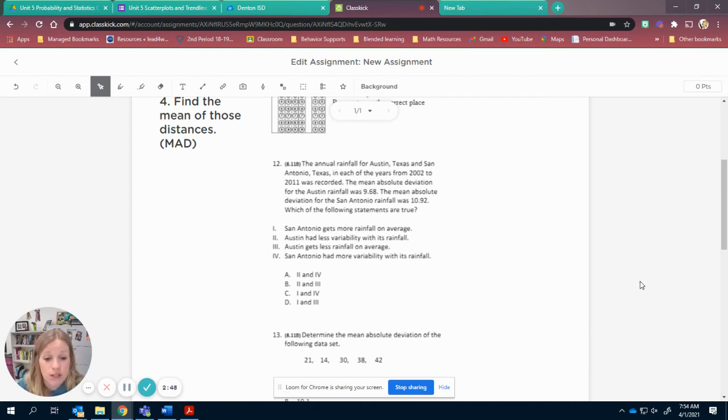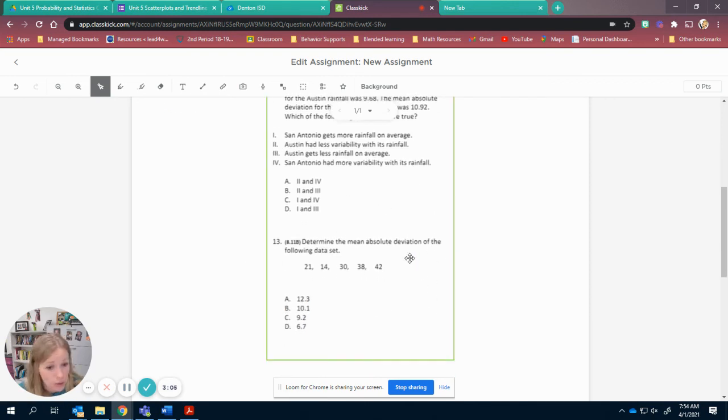Number four says San Antonio had more variability with its rainfall. Mean absolute deviation, again, means variability. So our correct answer is actually 2 and 4. So that is A.